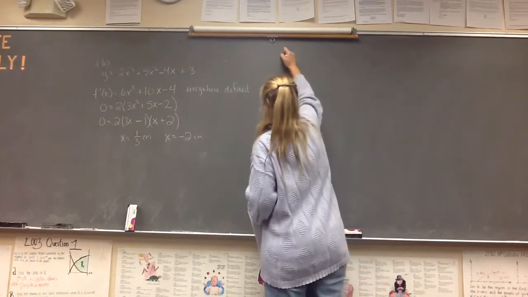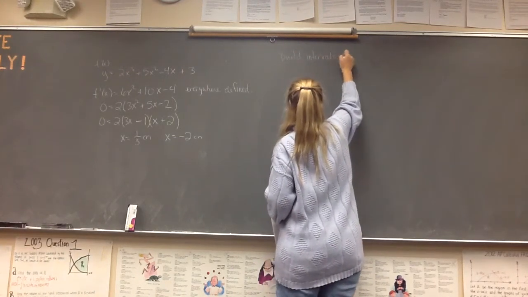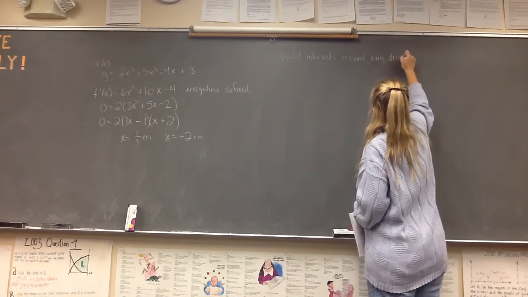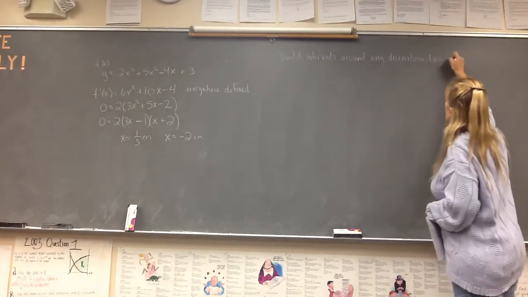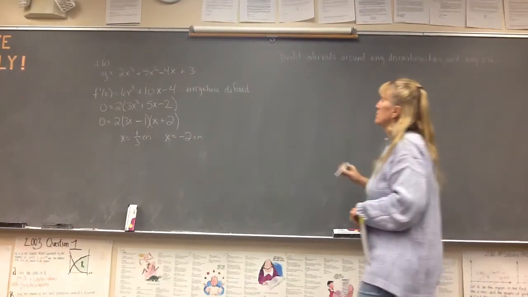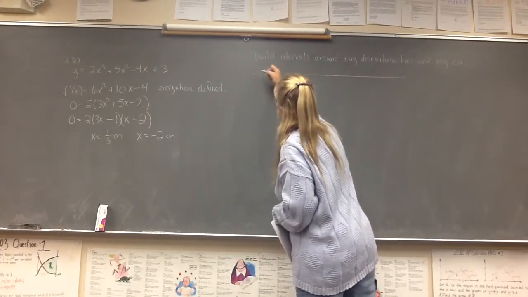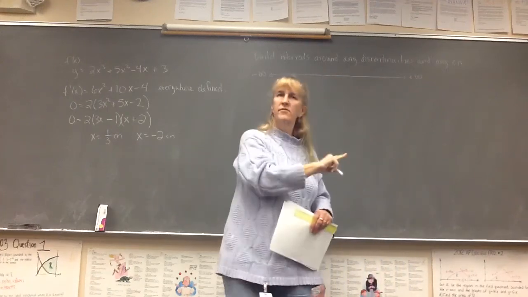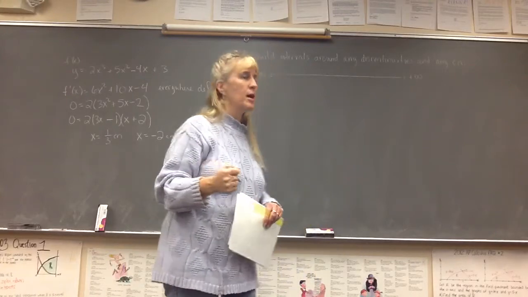But I'm going to give you a little bit of directions. I'm going to say build intervals around any discontinuities and any critical numbers. So, first thing we're going to do is just draw a number line. We're going to put negative infinity on one side of it, positive infinity on the other side. Even if you know negative infinity is over there and positive infinity is over there, you're going to put it down because it's going to help you make sure that you get your intervals proper.